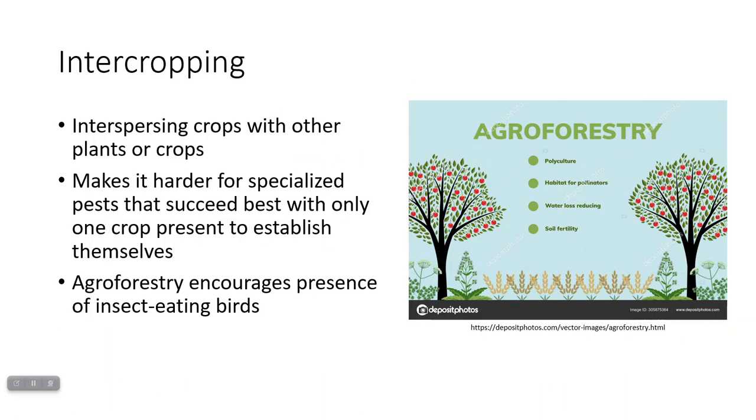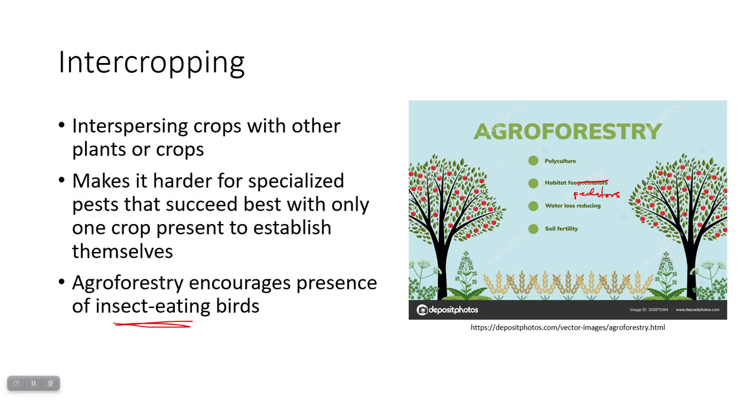All right, intercropping is another way that you can set up IPM. So you have crops planted with other crops. Here we have an example of agroforestry. One of the things it says here is habitat for pollinators, but this could also just be habitat for predators. For example, a lot of birds like to nest in trees, so if you have agroforestry, meaning you have trees interspersed with your crops, you could have some insect-eating birds given habitat, and they can help control pests.